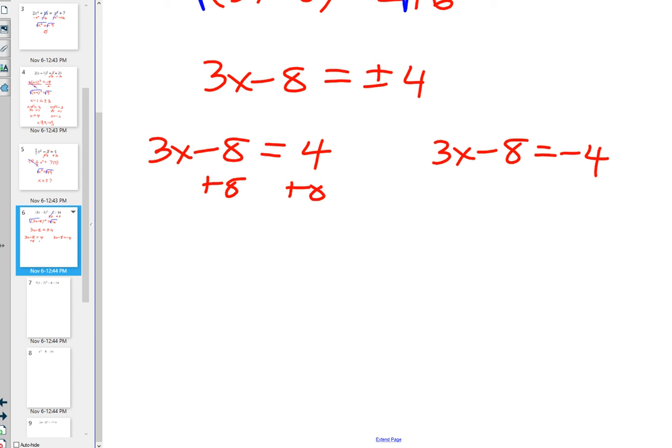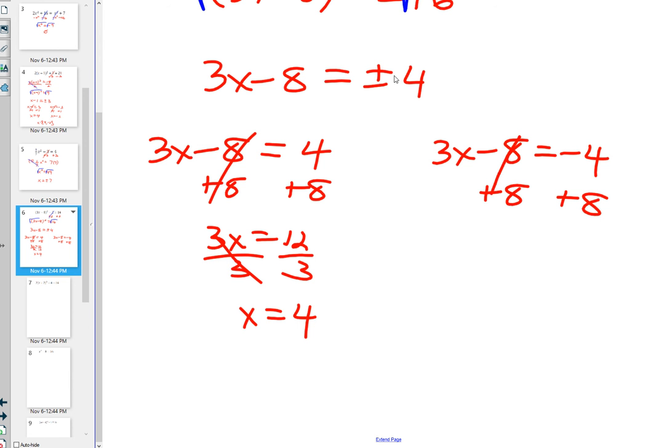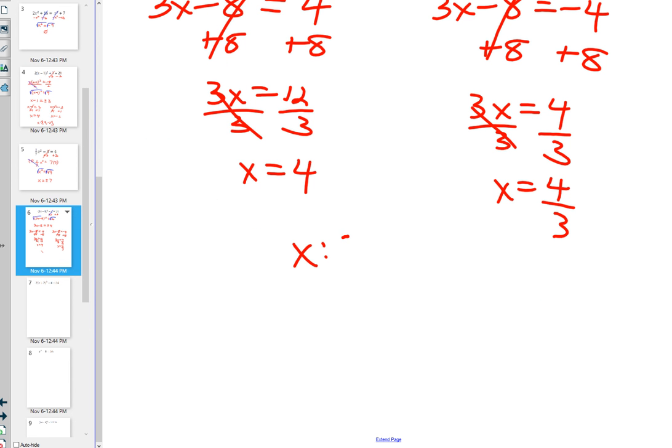Plus 8, plus 8. 3x is equal to 12. Divided by 3. x is equal to 4. Plus 8, plus 8. 3x is equal to 4. Divided by 3. x is equal to 4 over 3. The equation does have two solutions. It is 4 and 4 over 3.